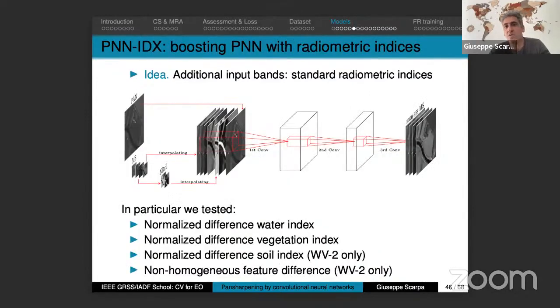Okay, based on this observation, in the same PNN paper, a variant was proposed that was later called PNN-IDX, where features such as NDVI and NDWI and the like are added to the input layer, with the hope that these would help the network learn the target task better or faster. And actually this goal was achieved in terms of training time. The additional inputs are easily computed, all done offline before starting the training. At test time, of course, they are computed online, combining the relevant bands according to the index definition.